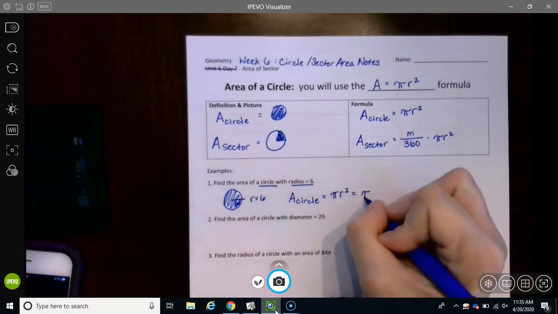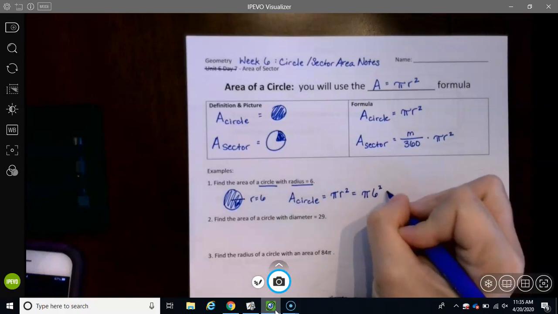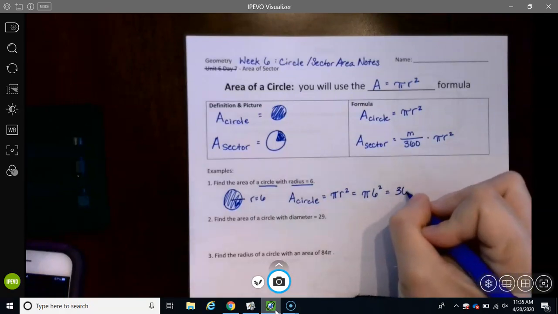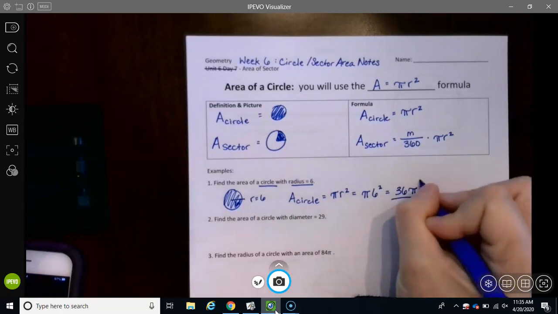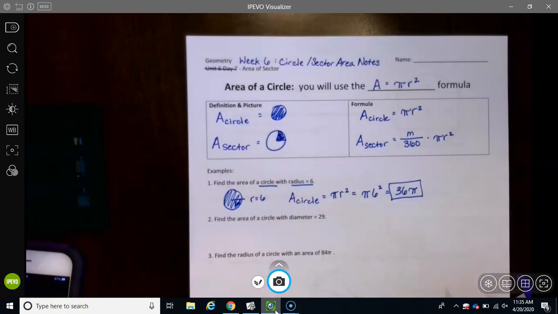So it's going to be pi times 6 squared. 6 squared gives me 36, so it's 36 pi. Okay.